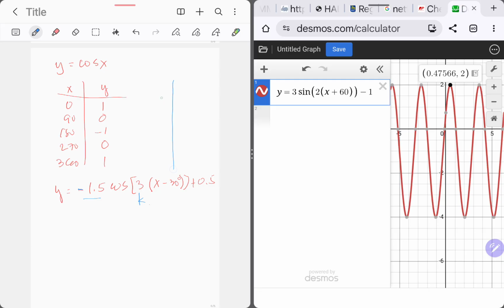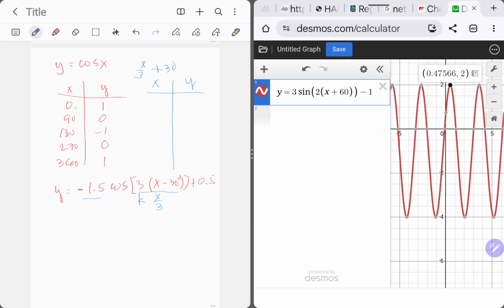So in creating the other table for this function, we still have our x, this is our y, and our y will be this whole thing here. So it will be negative 1.5 cosine (3x minus 30) plus 0.5. Okay, so for x, remember we have here our k. This will be a scale factor of x over 3. So this is now x over 3 plus 30, right? x over 3 plus 30. That's this part here for x.